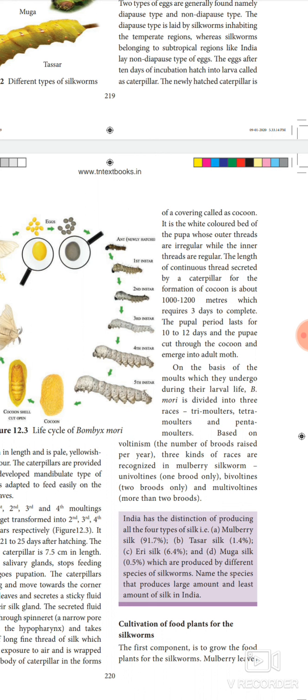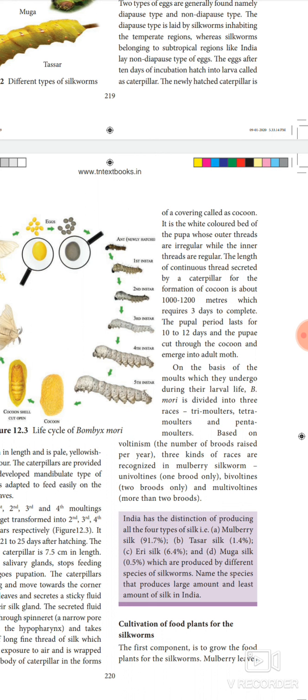The pupal period lasts for 10 to 12 days, and the pupa cuts through the cocoon and emerges as the adult moth.